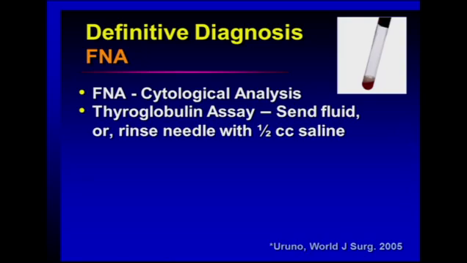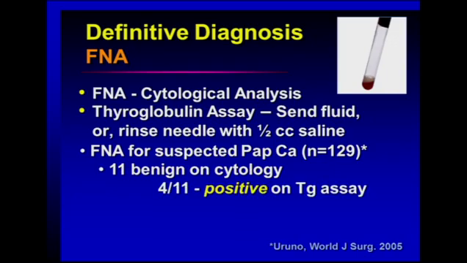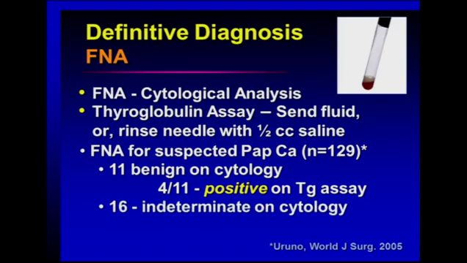So after several passes, we have about a cc or so of blood-tinged fluid. If the thyroglobulin is elevated within the fluid, then that indicates it's from a thyroid origin and should be metastatic papillary cancer or metastatic functioning thyroid cancer. In one study of 129 such thyroglobulin assays of suspected metastatic disease, most of these were positive. However, some were benign on cytology, and 4 of 11 of those were positive on the thyroglobulin assay. Also, 16 were indeterminate on cytology, and 6 of those 16 were positive on thyroglobulin assay.